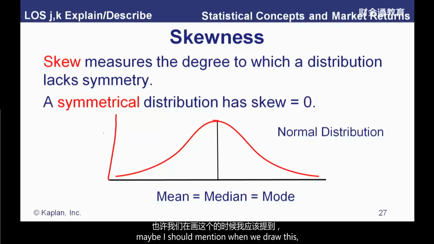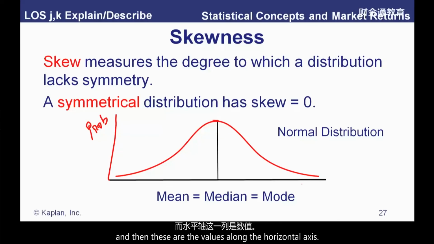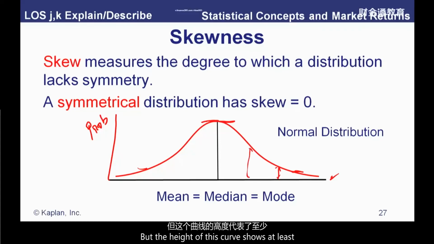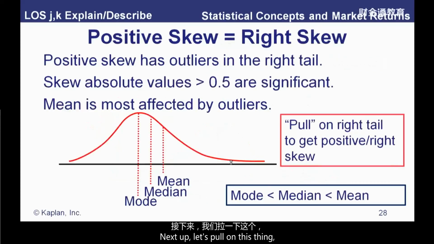Maybe I should mention when we draw this, this is kind of probability on this axis here, and then these are the values along the horizontal axis. So that means probabilities are higher of outcomes in here than they are over here or out here. But the height of this curve shows at least the relative probabilities of getting different outcomes along the full range of outcomes. So here we've measured skew equals 0, mean equals median equals mode. Next up, let's pull on this thing.